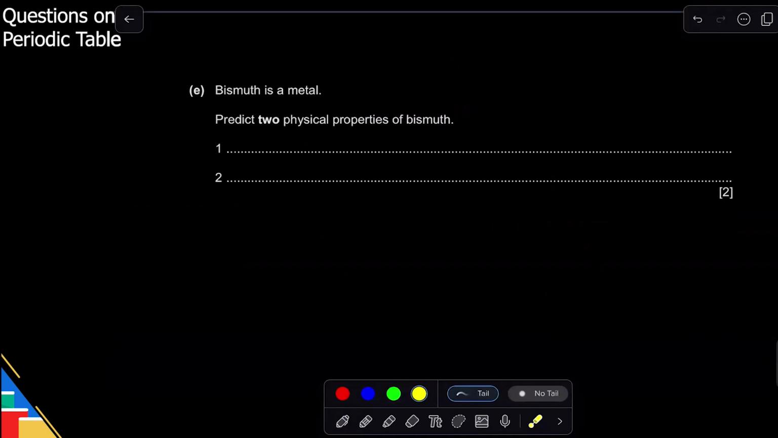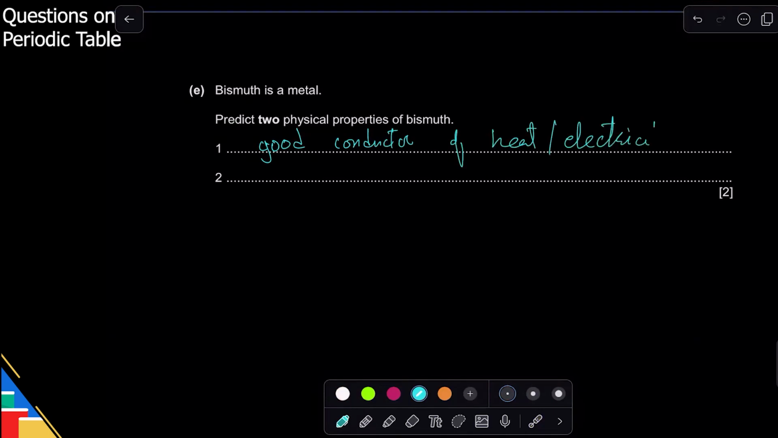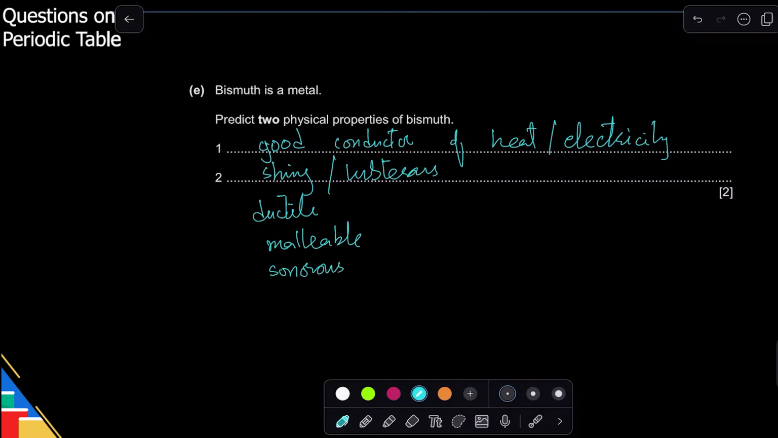Bismuth is a metal. Predict 2 physical properties of bismuth. So again, metal की जो भी traditional properties हैं, वो आप कुछ भी लिख सकते हो. हमारे पास बहुत सी properties हैं. We can say that it is a good conductor of heat and electricity. We can say that it is shiny. Another word that is used is lustrous. You can say that it is ductile. You can say that it is malleable. You can say that it gives a ringing sound when it's hit. उसको हम sonorous बोलते हैं. You can say that it has high density or melting point. All of that is good enough.